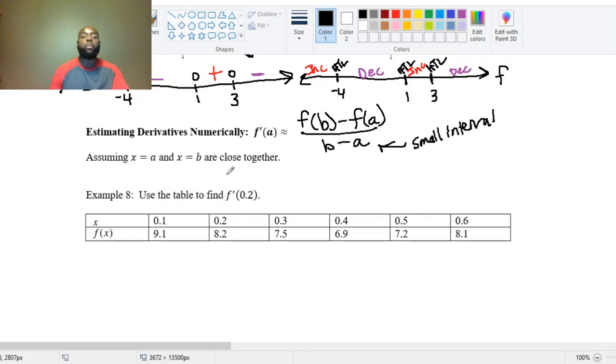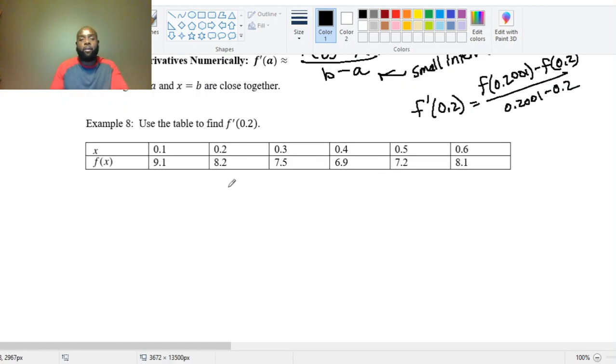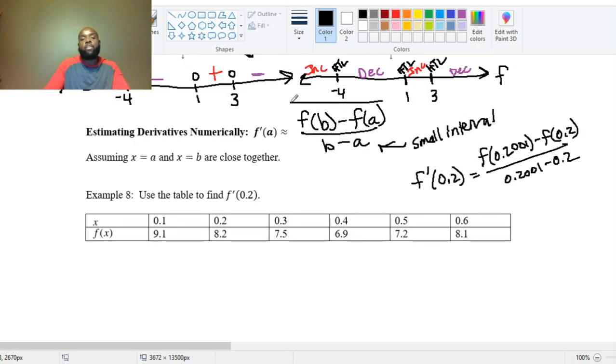Remember when we were doing the derivative, if I want to find f prime of 0.2, I could use f of 0.2001 minus f of 0.2 all over 0.2001 minus 0.2. That would be a good estimate of your derivative at 0.2. Well, when you're given a table of values, you're restricted to that table of values. So we'll still have to use this formula when we're calculating the derivative.